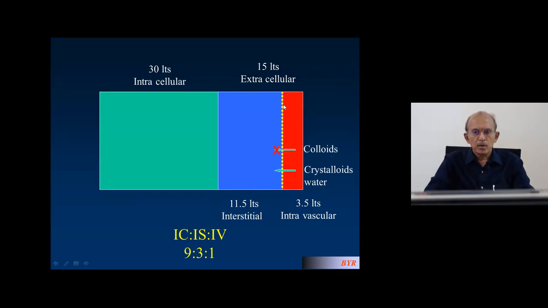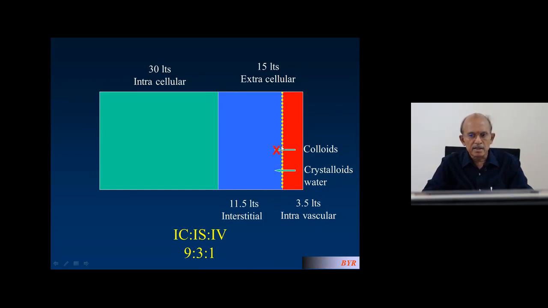Now, the intravascular space is separated from the interstitial space by the capillary membrane. The capillary membrane has pores. It is permeable to certain structures. It is permeable to water and crystalloids. So crystalloids will move this way and that way freely. That's why they will be in equilibrium. That means if the sodium is elevated here, it automatically gets elevated in the interstitial space. So both of them are in equilibrium.